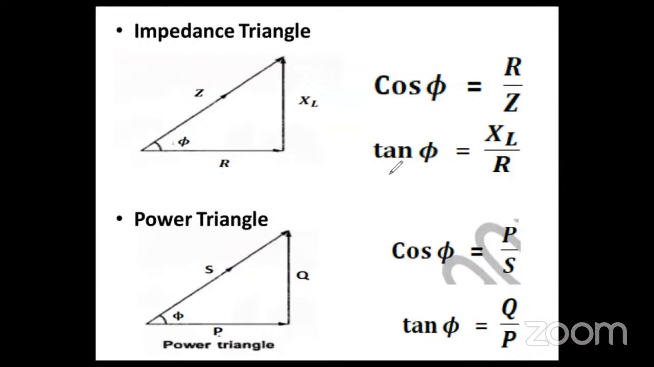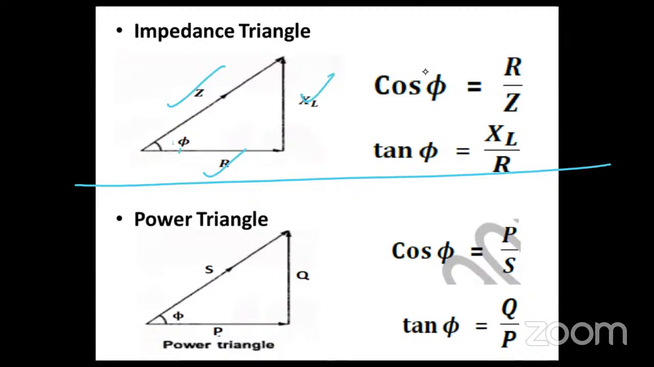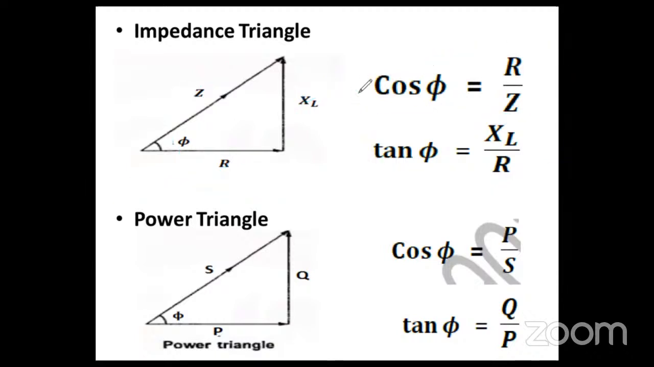See, this is the impedance triangle ना. Z, XL, R, phi. Cos phi is R by Z and tan phi is XL upon R. So power factor कितने फॉर्म में? Power factor is P by S. Yes. Power factor is cos phi. Yes. It's VR upon V. Yes. R by Z. Yes.